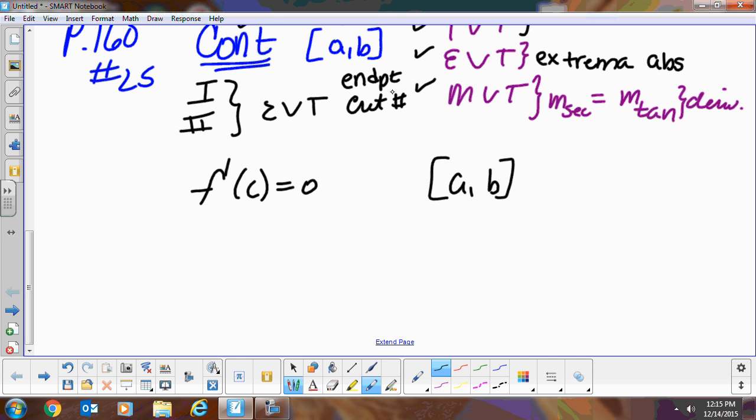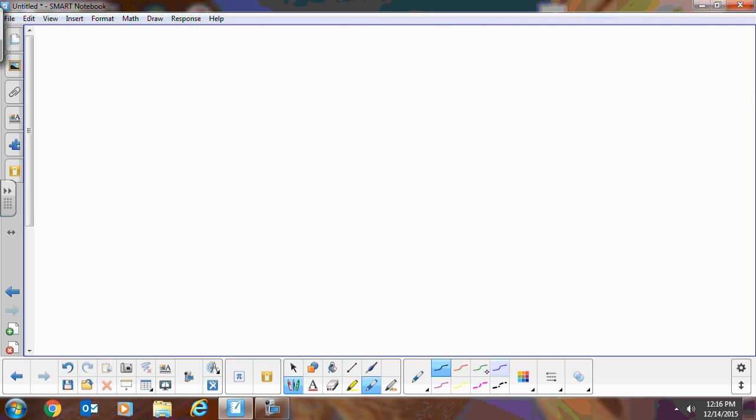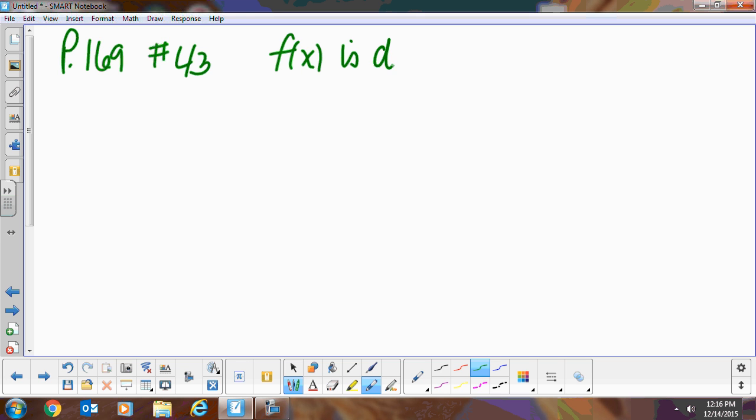We are doing number 43. And do you need this one? Okay. So I'm going to go to a new page. Again, lots of concepts on this. Page 169, this is number 43. All right, it says, let f of x be differentiable. So we're going to stop right there. The biggest thing I could help you with right now is reading the question.